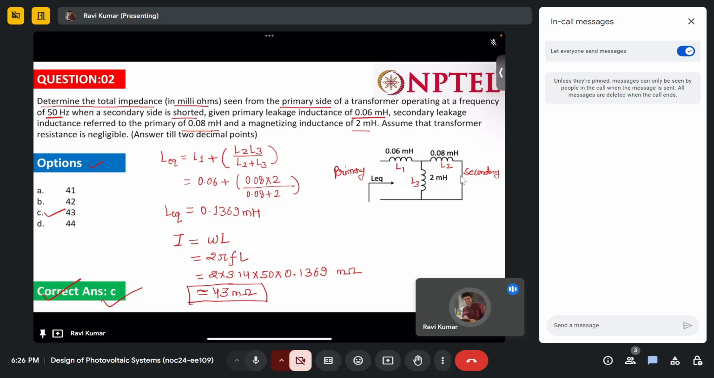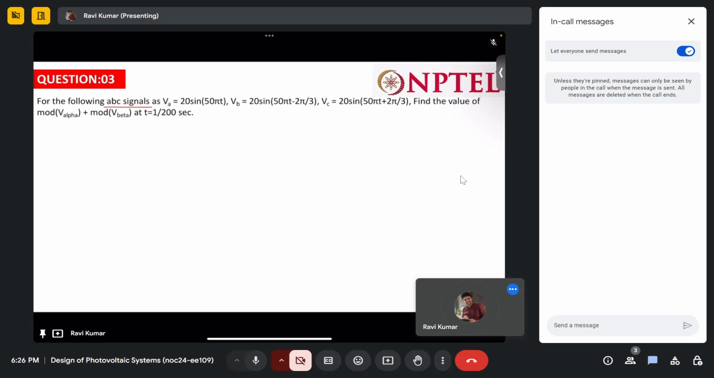Okay, let's move to the next question, which says, for the following ABC signal as VA, VB and VC, find the value of mode alpha plus mode beta. The value of T is given 1 by 200, and these are the options. So first of all, we need to convert this ABC into alpha beta, then take the mode and add them. That's it.